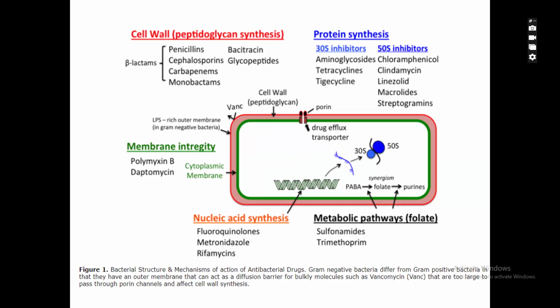So buy at 30, sell at 50. You can remember cells. So then S will stand for streptogramins. So it's very easy to remember. Buy at 30, cells at 50.